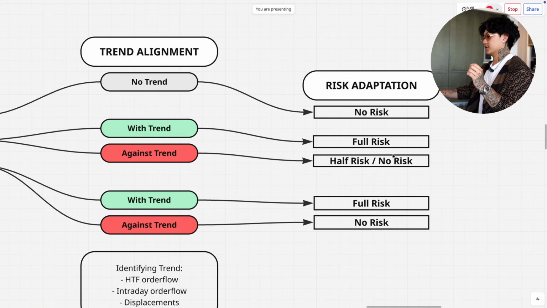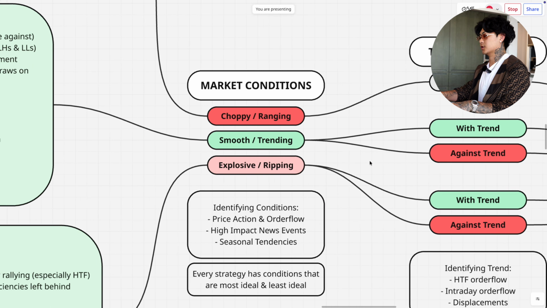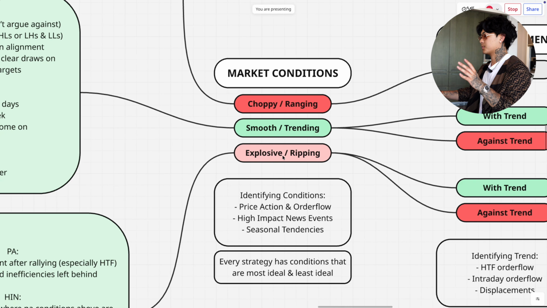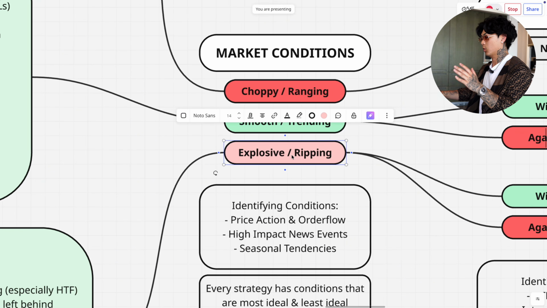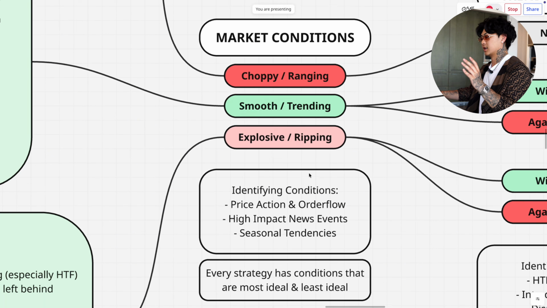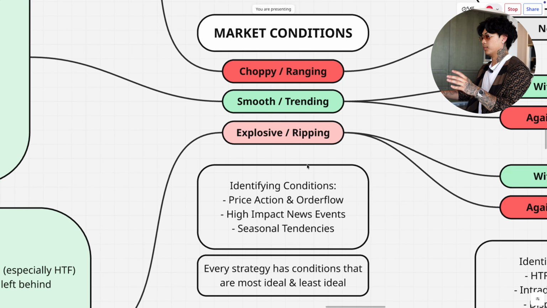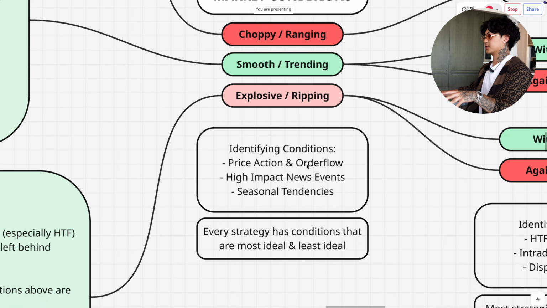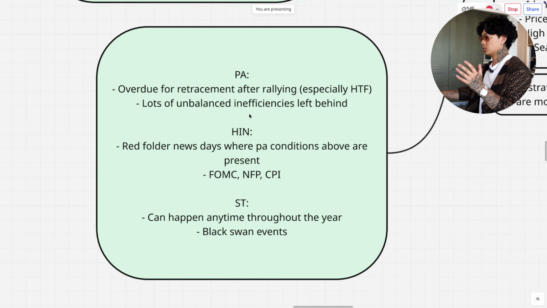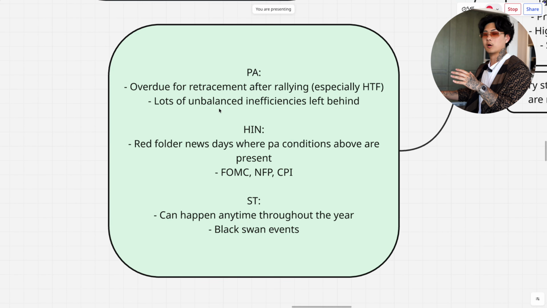Now the last one, guys, and this is one that's very, very bad for top and bottom ticking. I would recommend just avoiding this entirely, but that is explosive or ripping conditions where price is just absolutely ripping in one direction and just disrespecting every single area that is opposing to it. How do you identify this? Well, explosive conditions is usually after we're very overdue for a retracement on the higher time frame, especially after doing a huge rally.